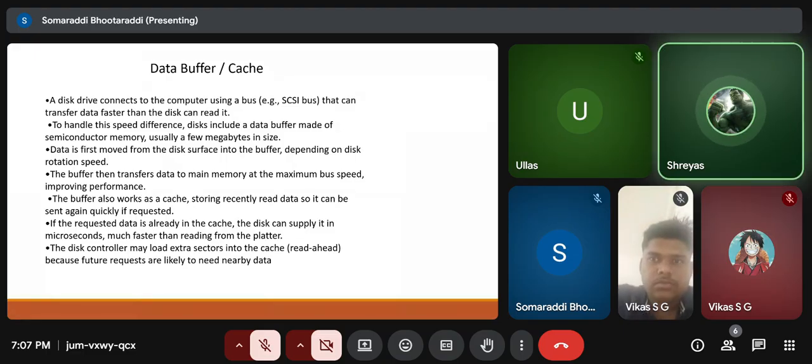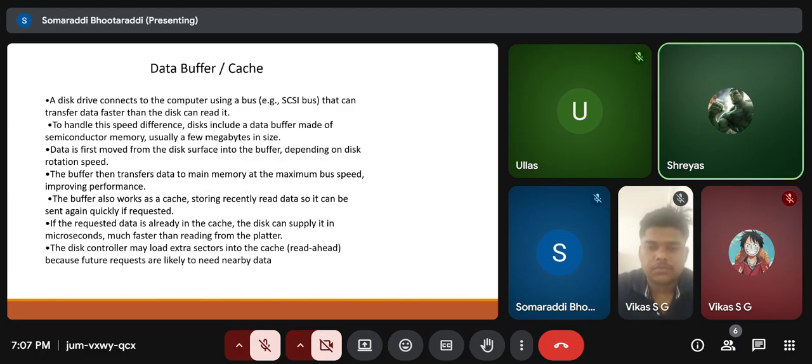Data buffer, or cache memory. A disk drive connects to a computer using a bus that can transfer data from one disk to another disk. It handles the speed difference. The disk includes a buffer made of semiconductor memory, using a few megabytes, and data is moved from the disk surface into the buffer, depending on disk rotation. It also depends on rotation speed.